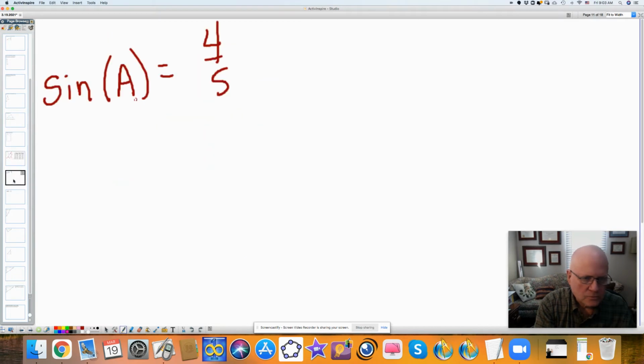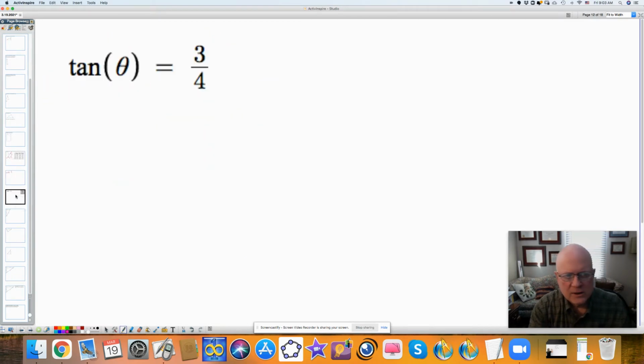If the tangent of that angle is 3 over 4, first of all, what is the inverse of multiplying? Dividing. What is the inverse of adding? Subtracting. What is the inverse of squaring? Square rooting. What is the inverse of the tangent? We write it like this. I'll do this in a different color. The inverse tangent is written like this.